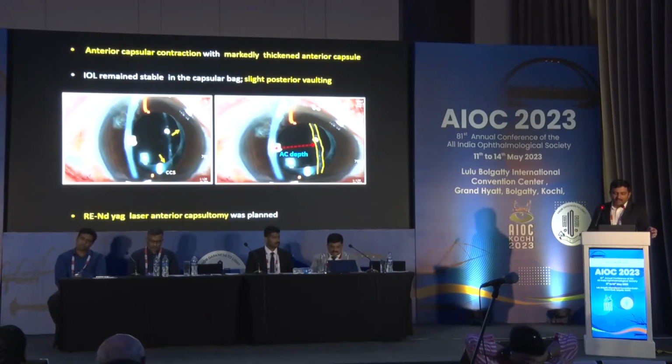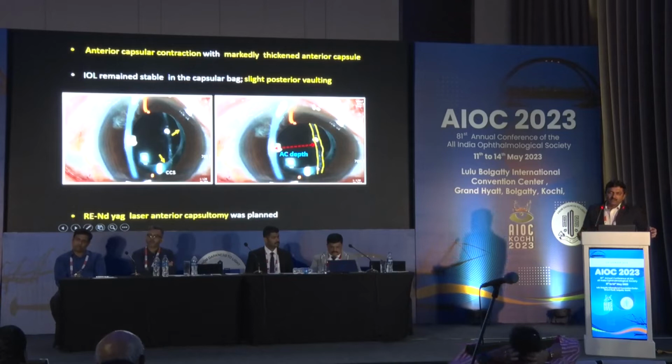See, this is a typical case because of the anterior capsular contraction. The AC depth is shown, with a markedly thickened anterior capsule. The IOL remains in the capsule, but you can see the posterior vault because of the capsular contracture. So, in such scenarios, the simplest solution is doing an anterior YAG capsulotomy.